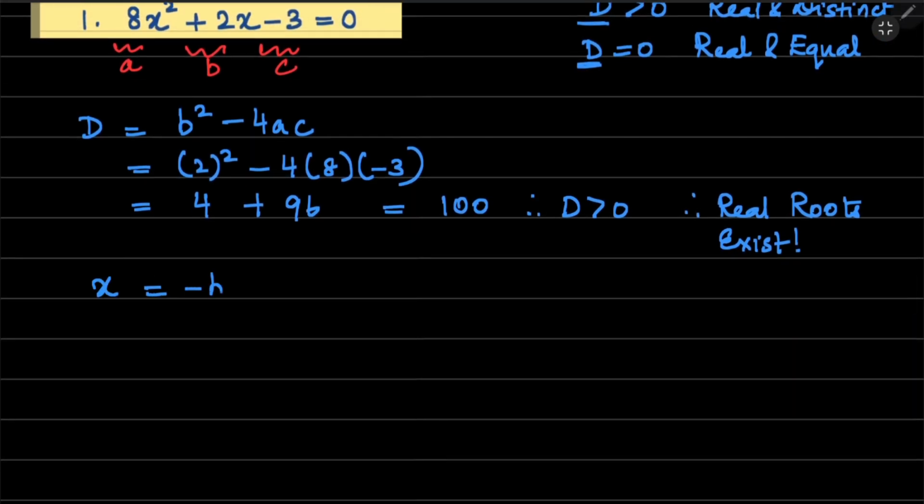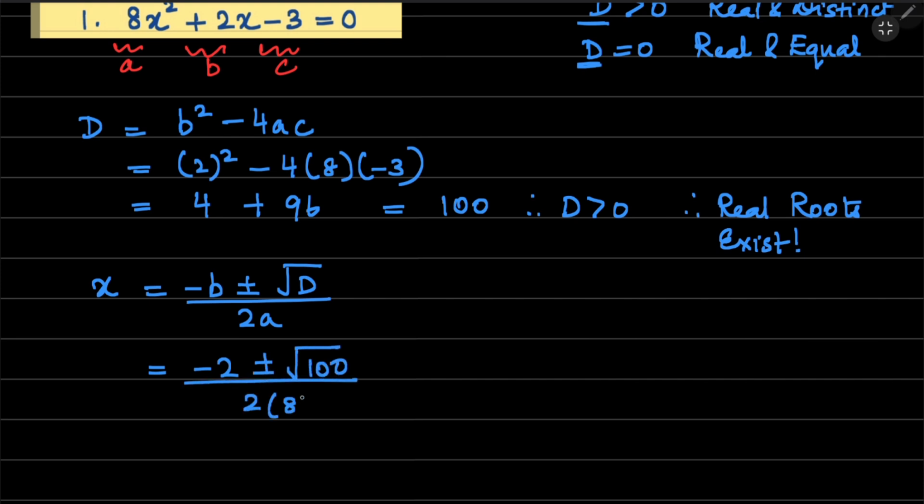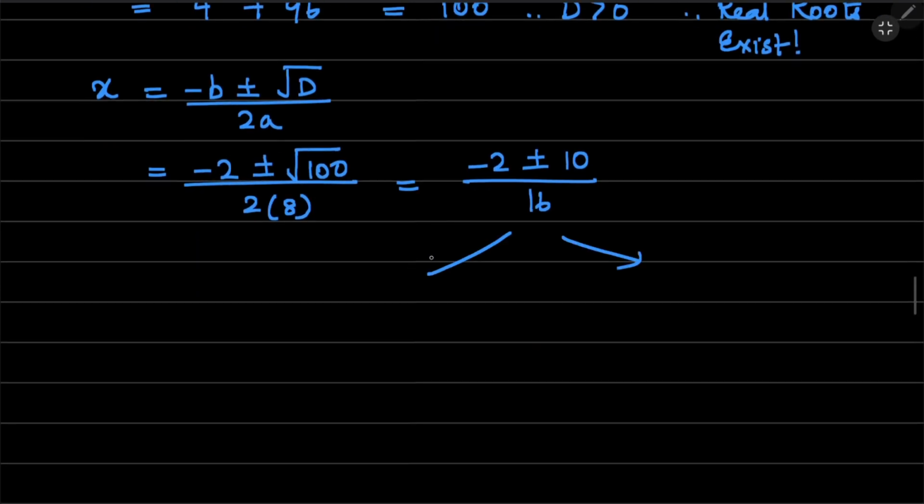x equal to minus b plus or minus root d by 2a. What is minus b? So minus 2 plus or minus root of 100 divided by 2a, which is 8. So minus 2 plus or minus 10 divided by 16. So the two possible roots are, one is minus 2 plus 10 by 16. This is one of the roots. And the other root is x equal to minus 2 minus 10 by 16.